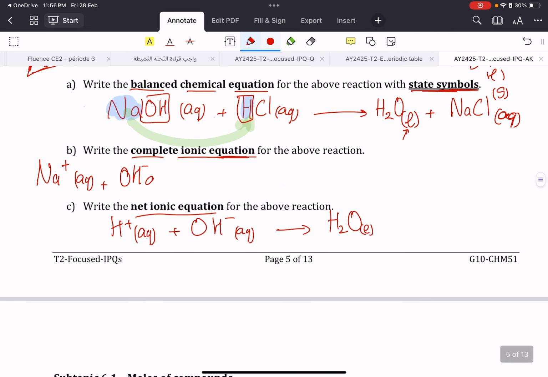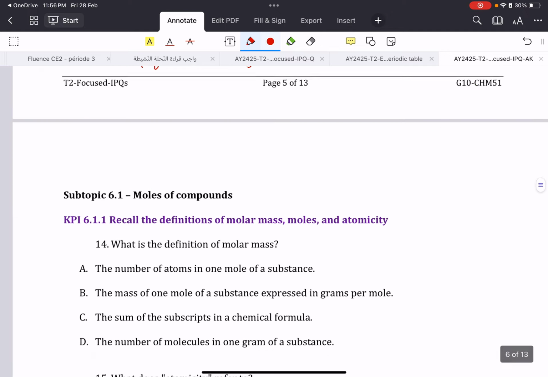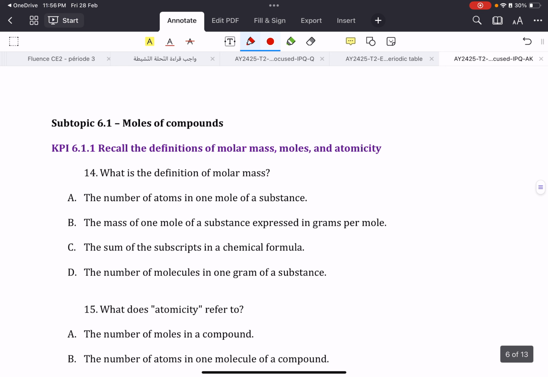So Na plus, aqueous, and OH minus, aqueous, plus H plus and Cl minus, aqueous. This results in the formation of H2O liquid and Na plus and Cl minus, both of them aqueous. The aqueous ones, you always have to write them and show the ions whenever they ask you for it. And now we are going to move to the next topic, topic 6.